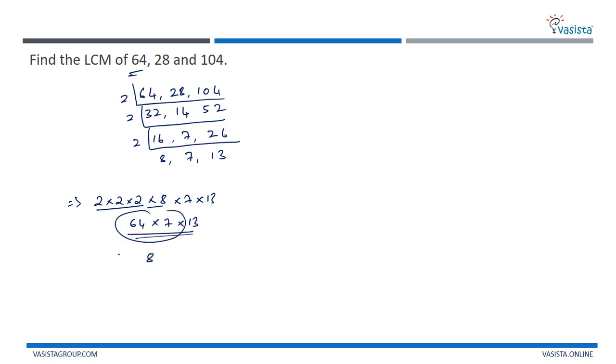7 4s are 28, 2 carry. 7 6s are 42 plus 2, 44. Now 13 times 448. 13 8s are 104, write 4, 10 carry. 13 4s are 52 plus 10, 62, 6 carry. 13 4s are 52 plus 6 is 58.